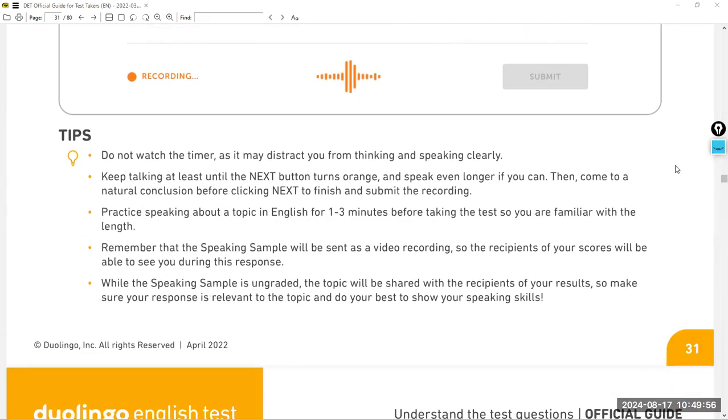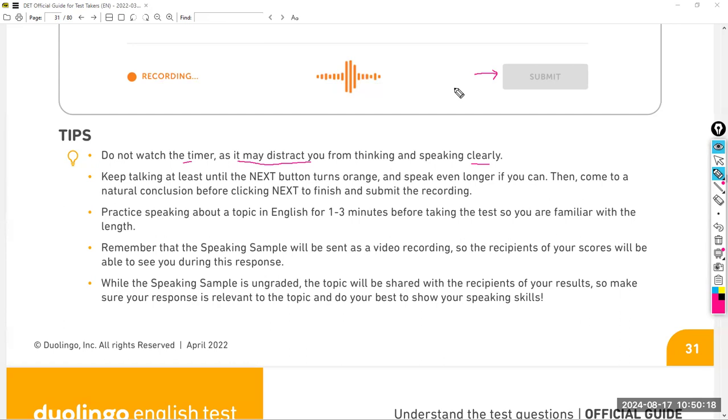Okay, now the tips are saying don't watch the timer, please, because if you keep watching the timer, it may distract you from thinking and speaking clearly. So, absolutely, guys, when the 1 minute is finished, this button is going to turn orange.